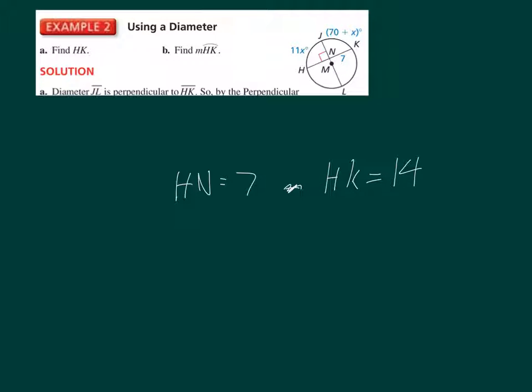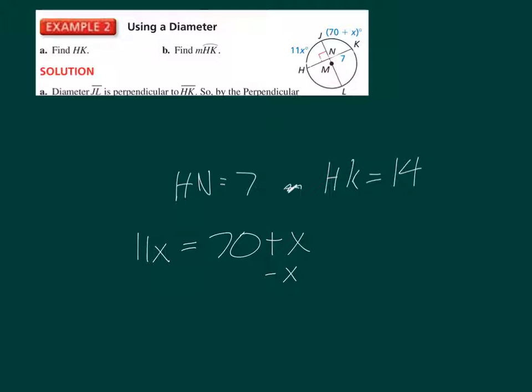The second part, the measure of arc MK. Now again, keep in mind this arc is being created by this chord that is being bisected. So if the chord itself is being bisected, that also means that the arcs that create these things are being bisected, and they're both 90 degrees. So by default, we can say 70 plus x is equal to 11x, and that just takes a little bit of algebra to solve that. 11x is equal to 70 plus x.